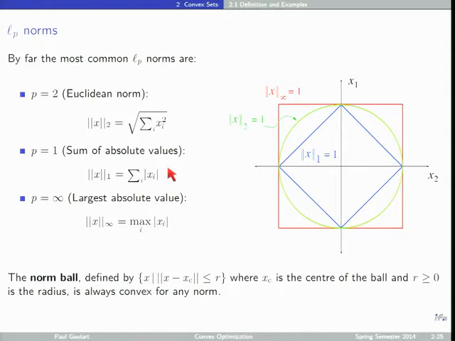And if you take the limit as p goes to infinity, you take the absolute value of every entry, and you pick the biggest one. And we say that this is the infinity norm.